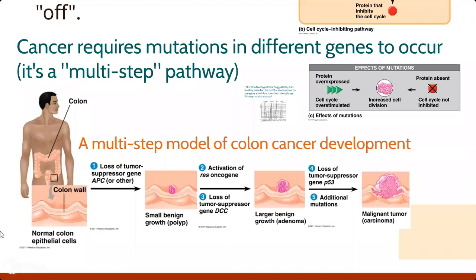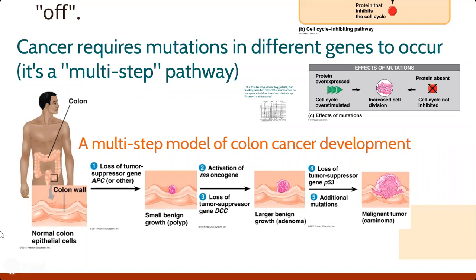So after the first step, what you would see is something called a polyp. So it's a little growth. We have a little lump of cells that are growing uncontrolled, but they're just staying in one place. That's after they lose a tumor suppressor gene, and the specific gene name is APC. Then if they pick up a second mutation in an oncogene called RAS and a third mutation of a tumor suppressor gene called DCC, then instead of it being benign, meaning neutral, it becomes larger.